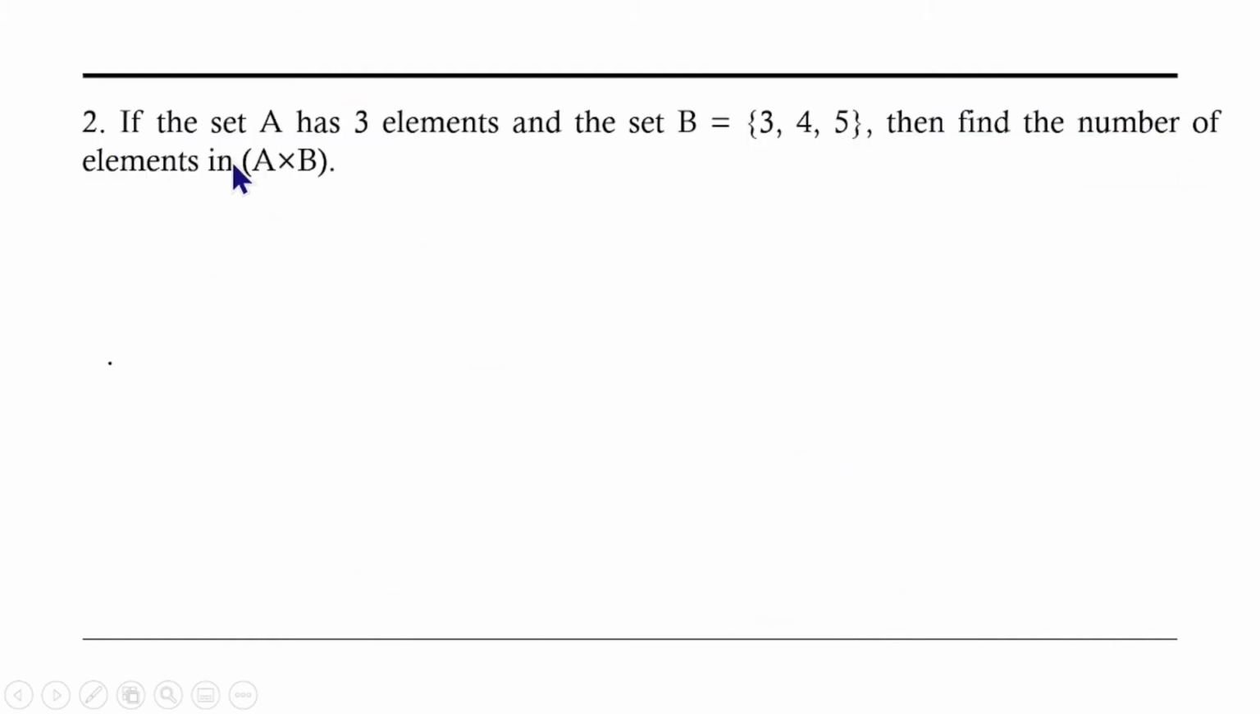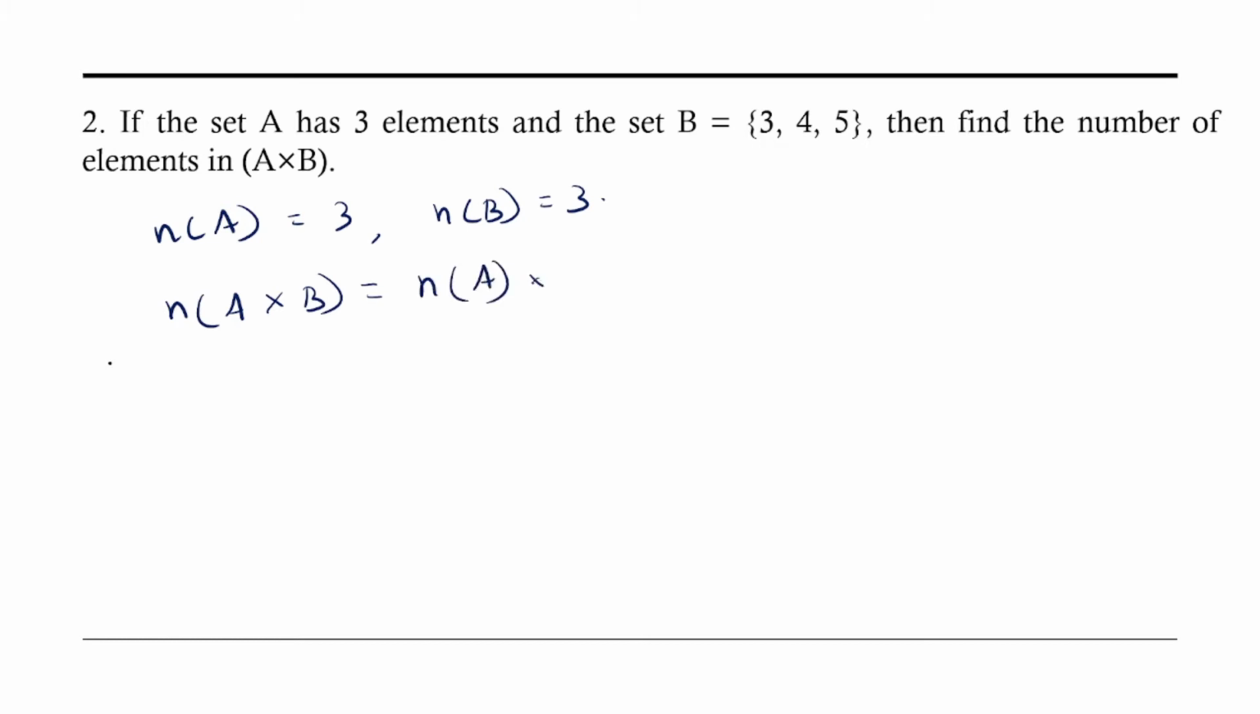Next question: if the set A has 3 elements and the set B is equal to 3, 4, 5, then find the number of elements in A cross B. So here it is given A has got 3 elements and B is equal to 3, 4, 5. It means B has got 3 elements. We need to find the number of elements in A cross B, that is, we need to find n of A cross B. So n of A cross B is equal to n of A into n of B, which is equal to 3 into 3, which is 9.